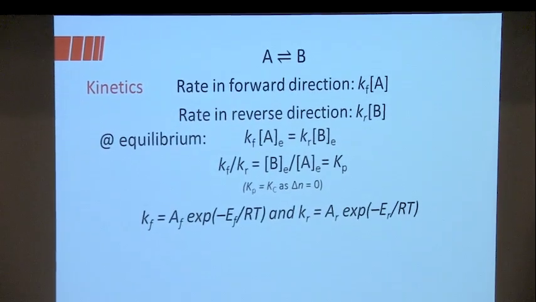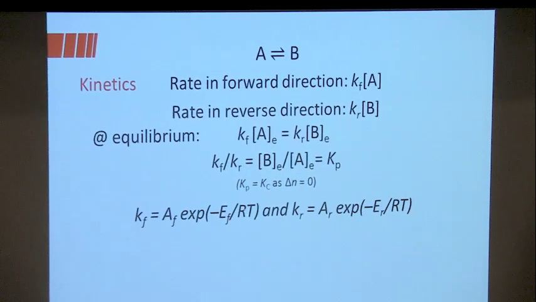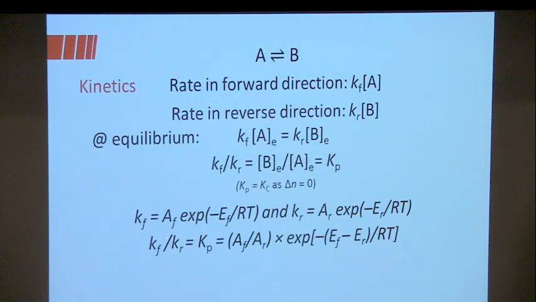So we know then Kf is equal to Af e to the minus Ef over RT, and Kr is equal to Ar e to the minus Er over RT. And so we know Kf over Kr is equal to Kp, and that's equal to Af over Ar times the exponent of minus (E forward minus E reverse) over RT. Is that okay with everybody? There's nothing unusual there. So this is all from kinetics.